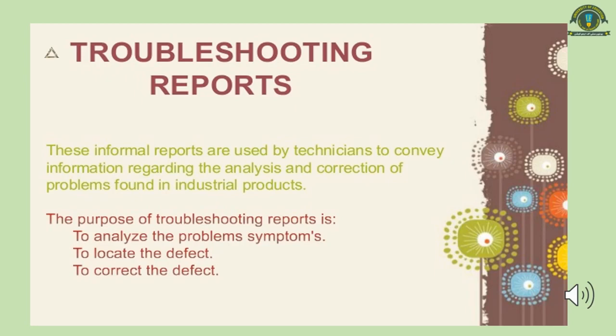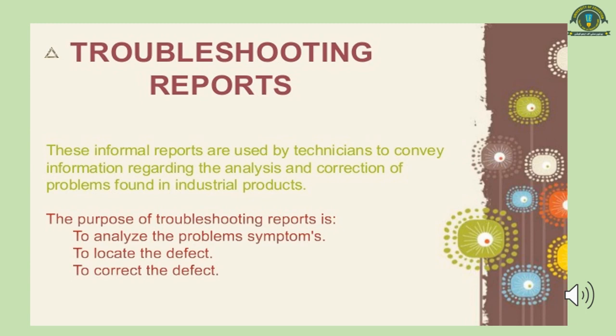Students, there are certain components or elements in troubleshooting reports. The first element in a troubleshooting report is the introduction. The second element is the body. The third element is the conclusion. And the final component is final recommendations.